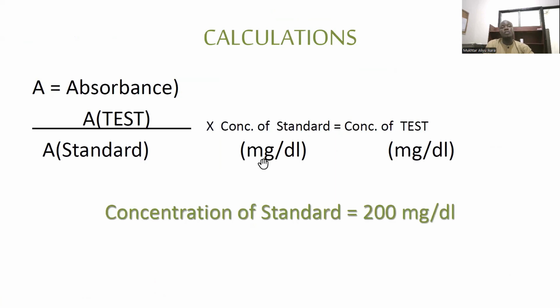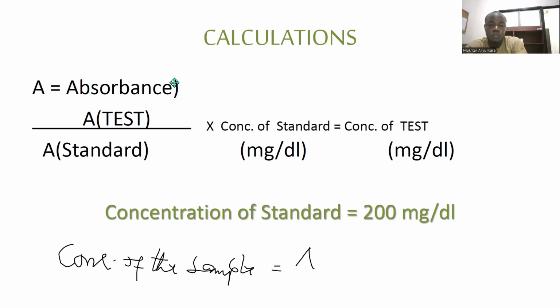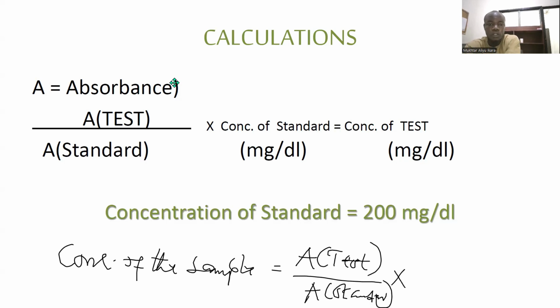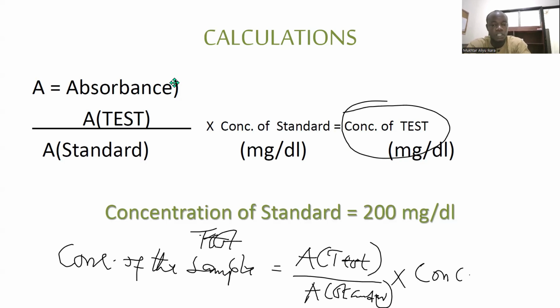Then the calculation. To calculate the concentration of the cholesterol in the sample, the formula is: concentration of the sample equals absorbance of the test, that is the absorbance of the sample, divided by the absorbance of the standard, times the concentration of the standard. That will give you the concentration of the test, or sample, the same thing. So this is the formula.